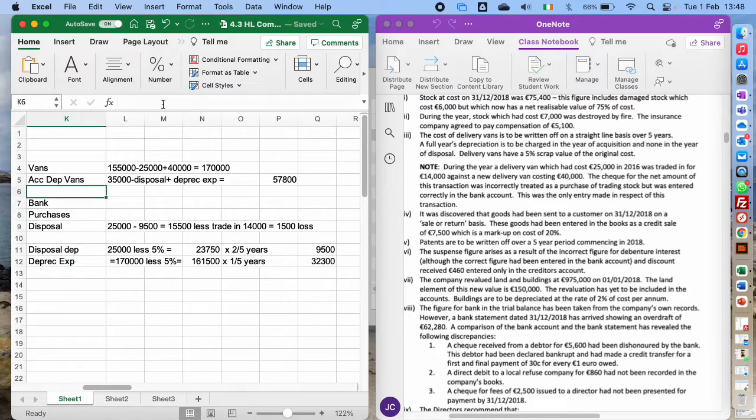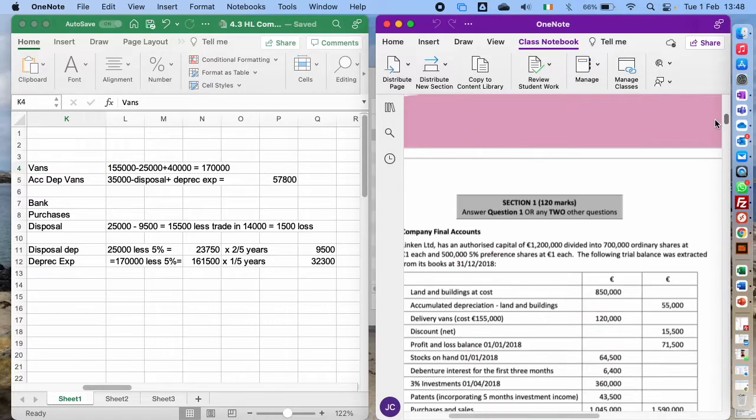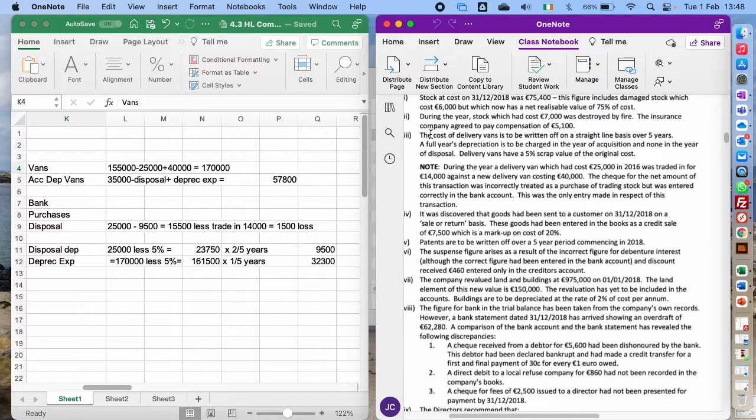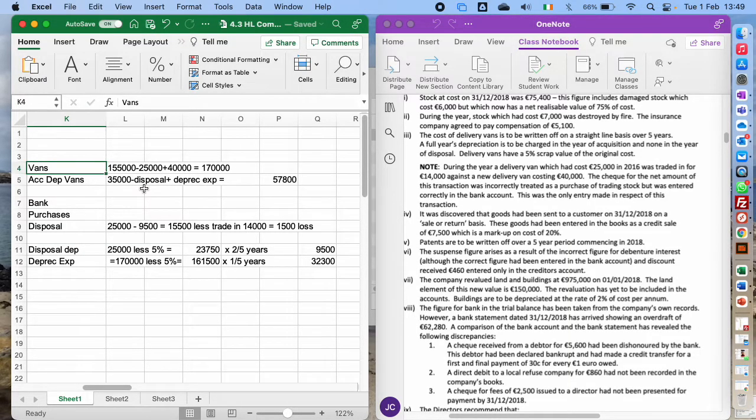Okay, so I start off with the vans. When I look at my trial balance up here, I'll see my delivery vans cost 155 and 120 is in the trial balance, so the opening accumulated depreciation is 35 and the asset is 150. When I read the question, it says I got rid of something that originally cost 25, and the new one I got is worth 40, so that's where the new figure 170 comes from. When I'm working out my accumulated depreciation on vans, I'll have to take out my disposal, and that's where this here comes from.